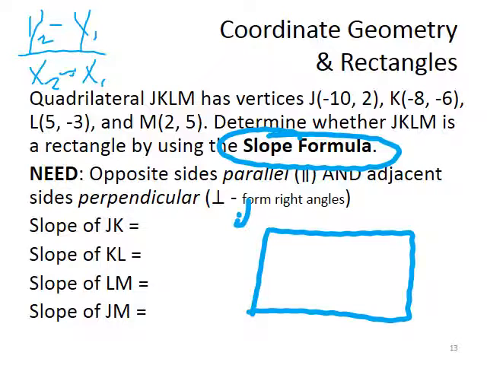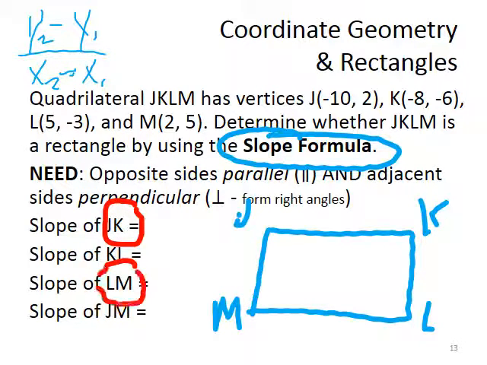This time it's JKLM. All right, and we start with looking at their slopes to see if we have opposite sides parallel. So do JK and LM have equal slopes? If so, then they're parallel. And do KL and JM have equal slopes? Because that would make them parallel. So if that checks out, we know we've got a parallelogram. Then we can look and see, is it also a rectangle? And that's where you look at the adjacent sides.